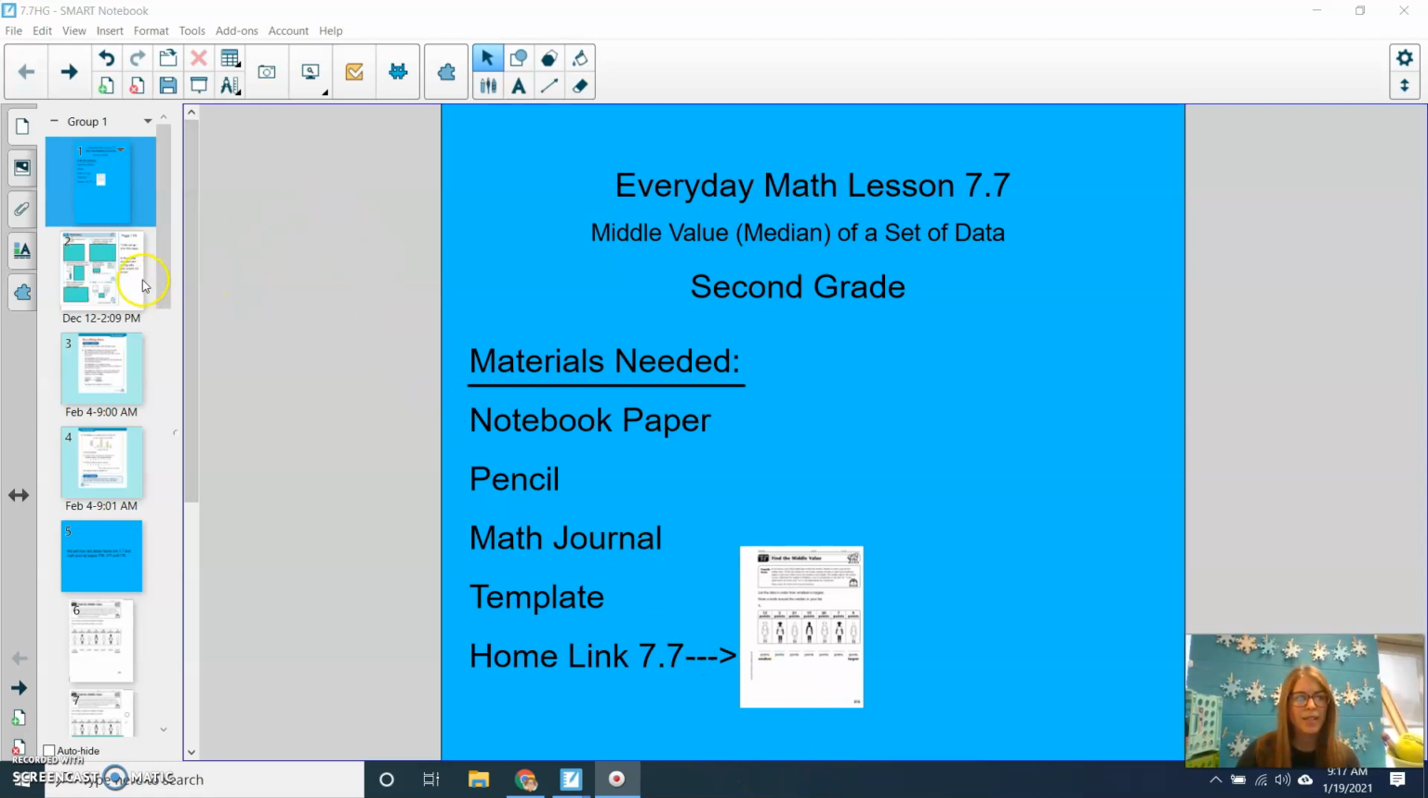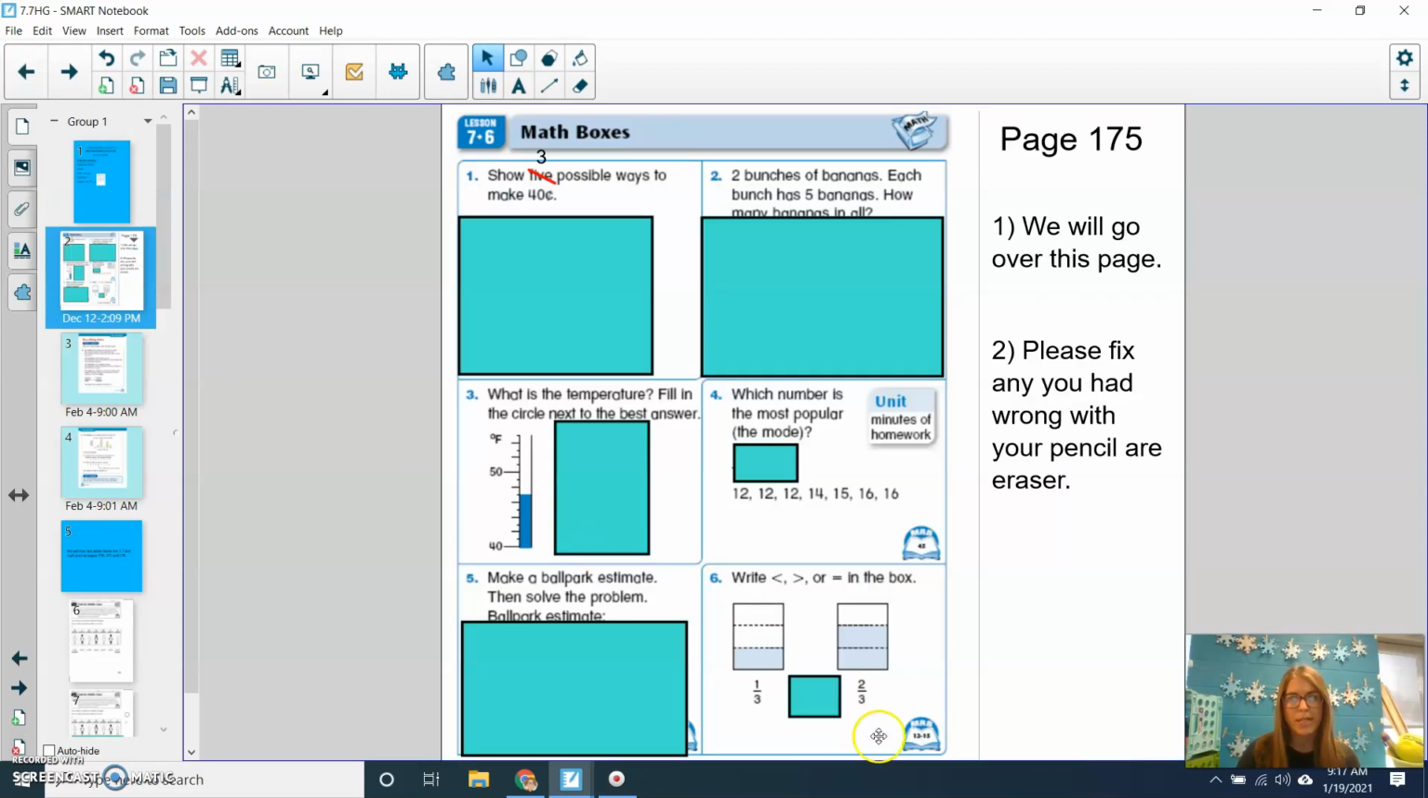Let's get started. The first thing that we're going to do is go over our math boxes from the previous lesson. So if you can open up your math journal to page 175. If you're noticing that you have any mistakes, please fix those with your pencil and eraser.